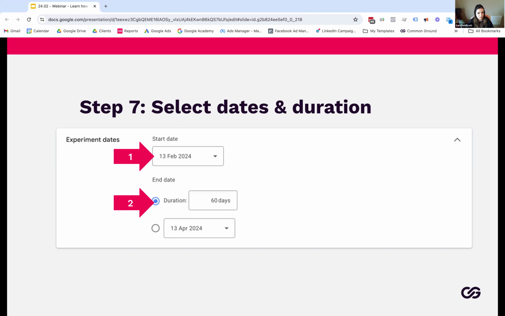So with this, the duration can change. I will just, as standard, put it at 60 days. But just because it is 60 days doesn't mean you have to let it run for that long. You can end it early, apply it, or reject it if you're comfortable you've got enough results and data to make that decision.